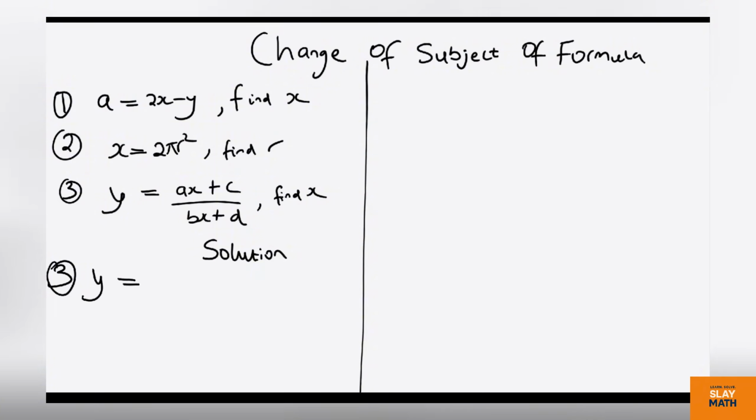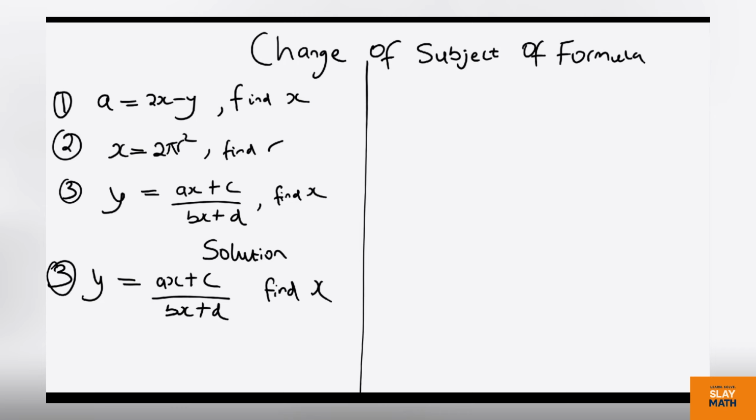Y equals (ax plus c) over (bx plus d), and we have to find x. Looks like I'm finding x a lot in this question, but anyway, yes. So what do we do here? The first thing to do here is to cross multiply.